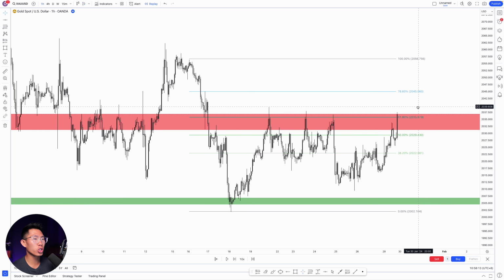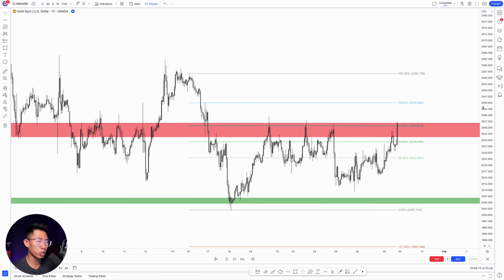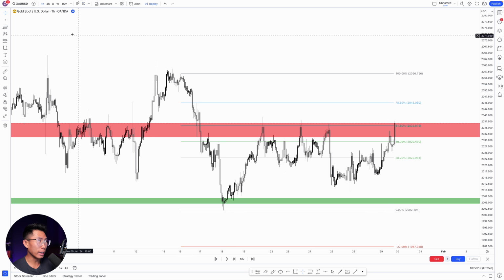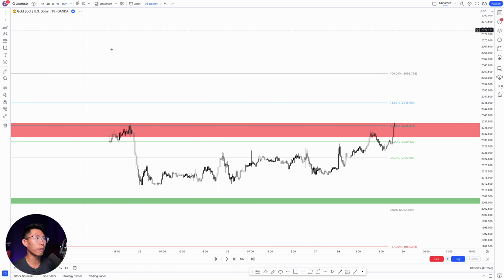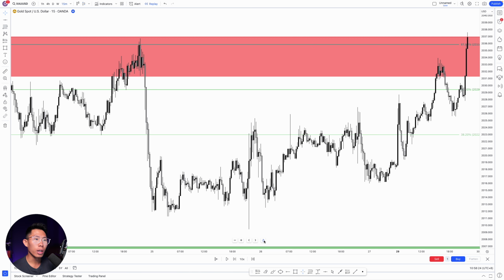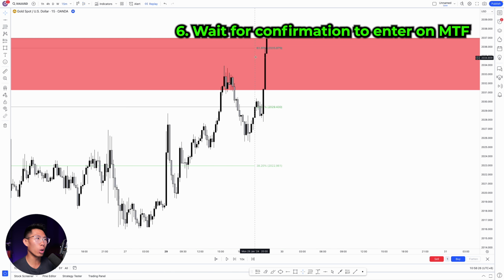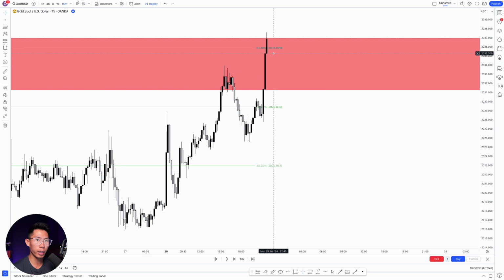But at this point of time, we are still analyzing the charts, marking up the charts, and we haven't looked for our entry yet. So next step is that we want to go down to the 15-minute time frame to look for our entry. At this point of time, there is still a lot of buying momentum, a lot of buying pressure inside the market, so I wouldn't enter for this trade yet.